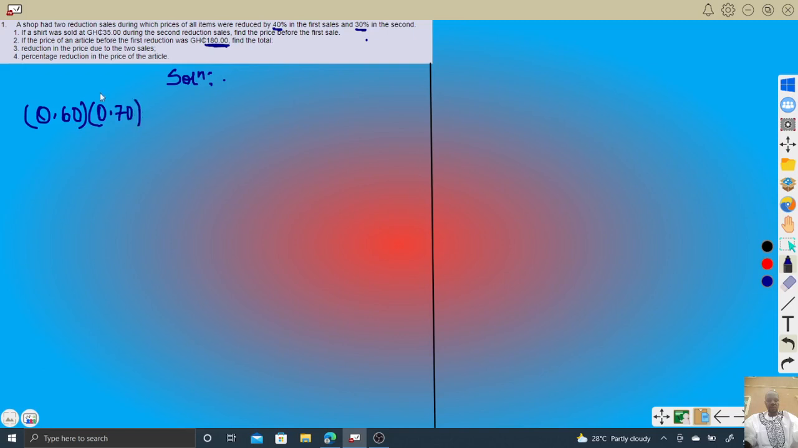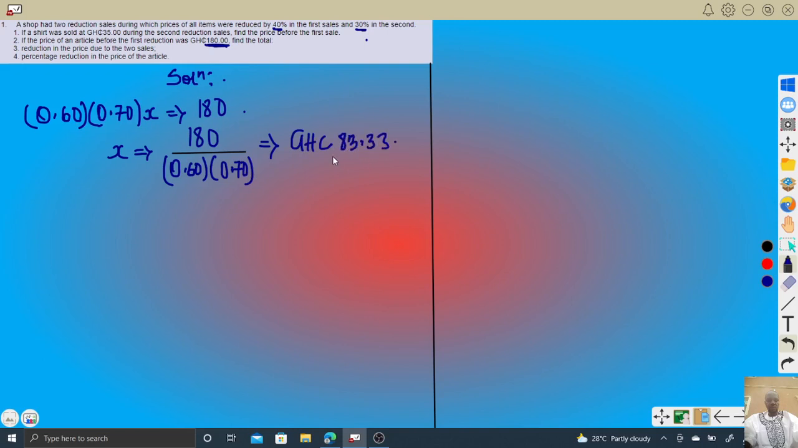So of a particular price, we say the price equals x, is giving us 180. So on simplification, x will now be equal to 180 divided by the product of the two reductions, which I've shown you in terms of the short percentage formula, 0.60 multiplied by 0.70. So this is the way you have to answer a question if you are following my online course, to be very fast. And on simplification, I think it should give us Ghana cedis 83.33 from calculator, please. That is the answer to the first question. I don't think this one should give us a problem.